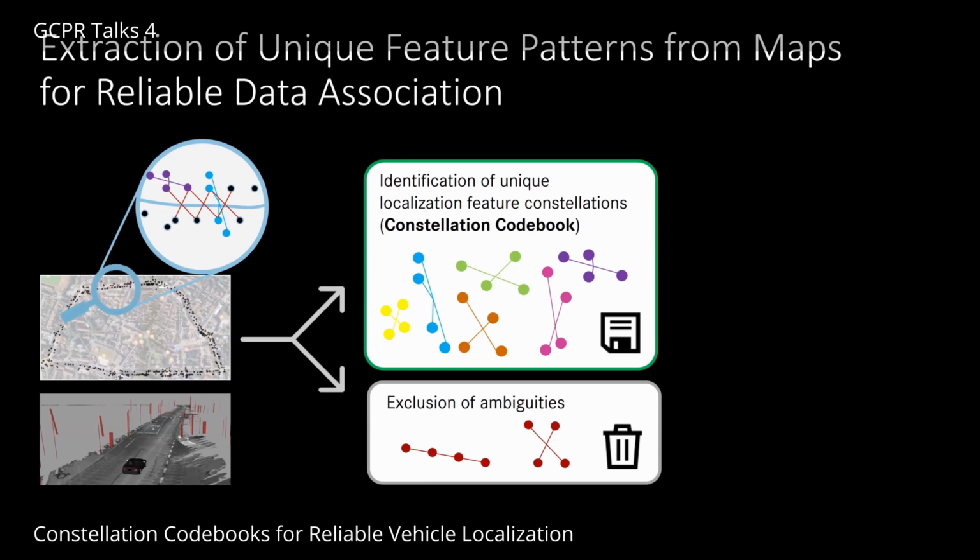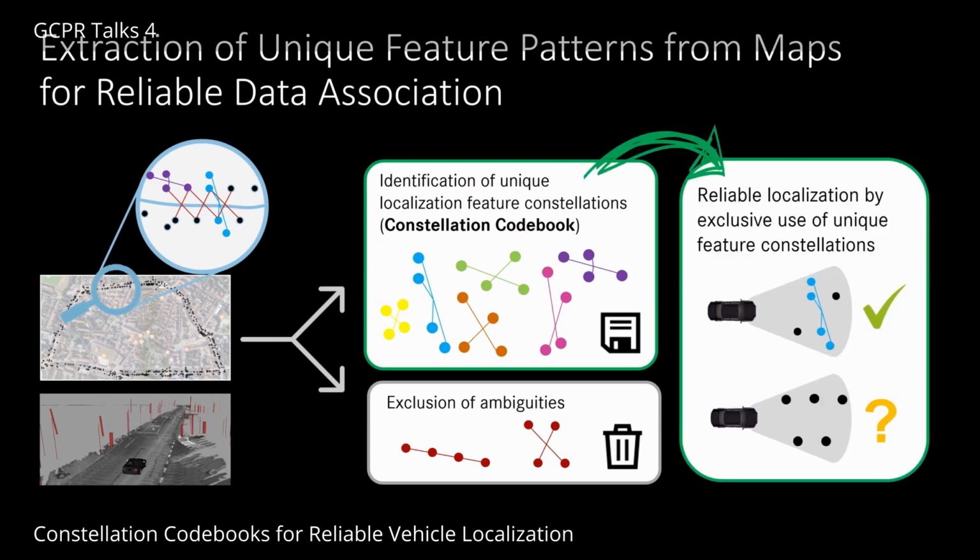In this work, we propose to identify and extract feature patterns from maps which fulfill certain uniqueness requirements. These are encoded and stored in a so-called Constellation Codebook. At the same time, we try to exclude ambiguous patterns that would risk correct data association. Online, instead of the entire map, only the Constellation Codebook containing all unique encoded patterns is provided for localization. Under certain assumptions on sensor faults, we can now guarantee remaining error rates for feature association.